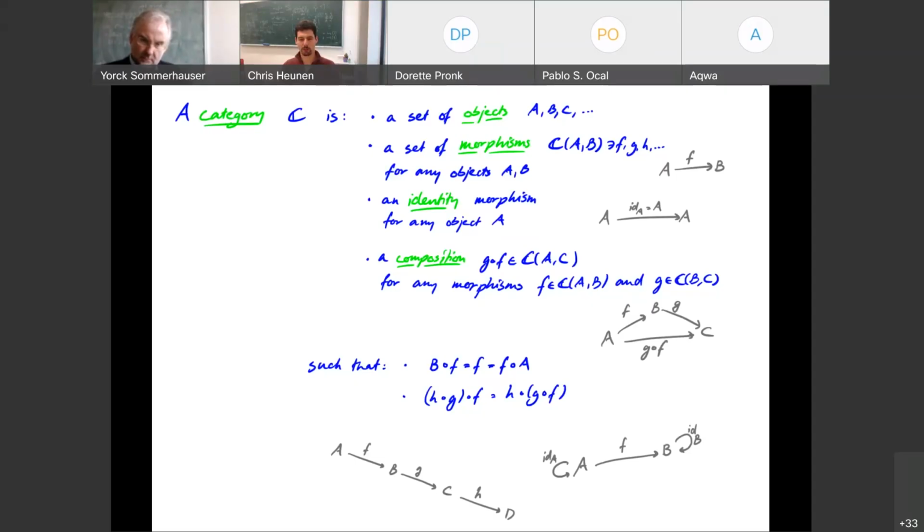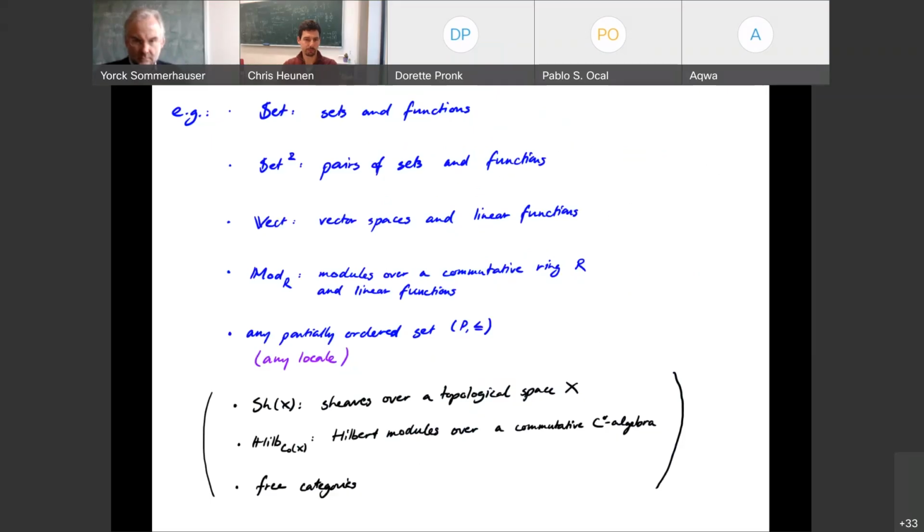The second requirement is that composition has to be associative. So if I have 4 objects, A, B, C, D, and a map F from A to B, a map G from B to C, and a map H from C to D, then I can first compose these 2 and then tack on that one, or I can first compose the other 2 and then tack on that one, and that should be literally the same morphism. So it doesn't matter how I bracket the composition. Okay, so that's what a category is.